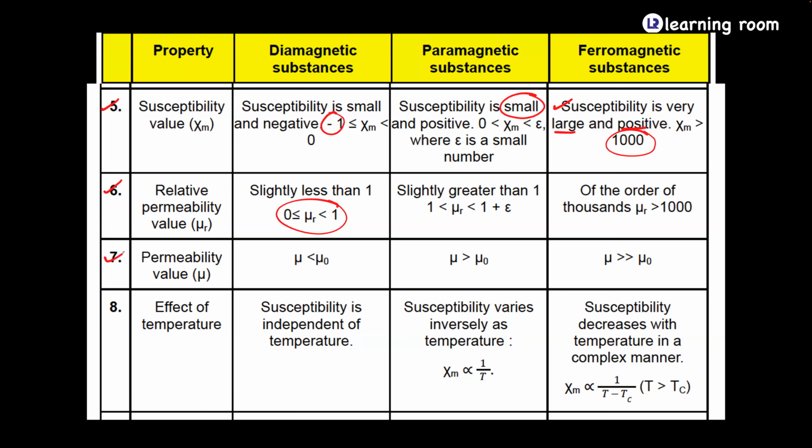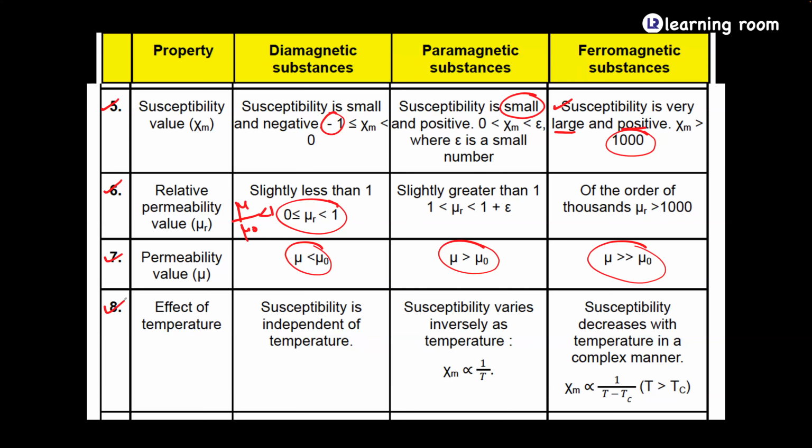Yes. So when you talk about the permeability value, the permeability of a diamagnetic substance is always less than mu naught, right? Because what is relative permeability? Mu divided by mu naught. When this is less than 1, mu is less than mu naught. Whereas for a paramagnetic substance, mu is greater than mu naught. And for a ferromagnetic substance, mu is very much greater than mu naught.